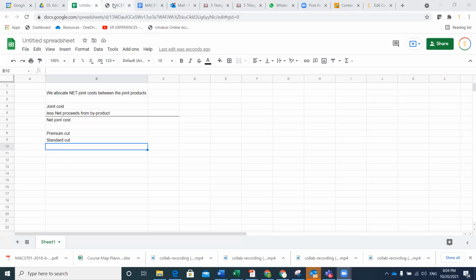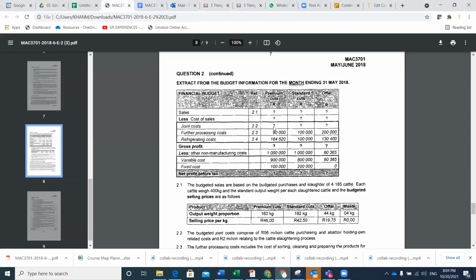Okay, so what you must know is that there's going to be a number over here, there's going to be a number over there, and the offal must be 0. So under this number it must be 0. Just be aware that for offal, the joint cost amount must be 0, because you don't allocate joint costs to a byproduct. You only allocate joint costs to the joint products. Okay, so that's very important to understand.